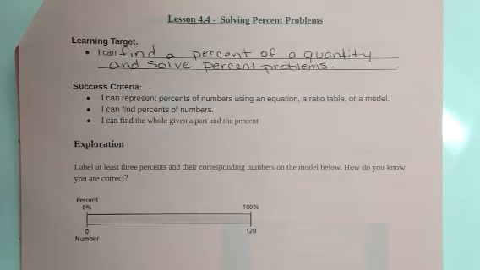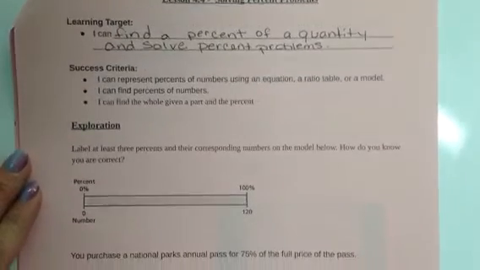While you're copying that down to your pink lesson notes, I will read you what criteria you need to be successful. I can represent percents of numbers using an equation, a ratio table, or a model. I can find percents of numbers. And finally, I can find the whole given the part and the percent. So we're going to do a couple things today. Teachers, if you need to pause for finishing copying, otherwise I'm going to roll on.